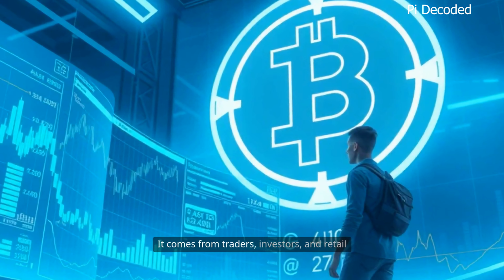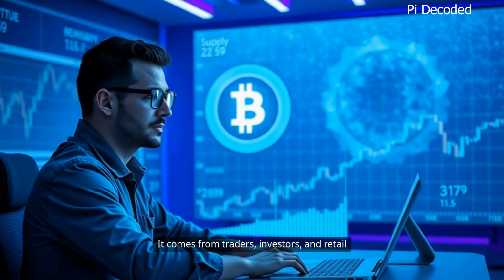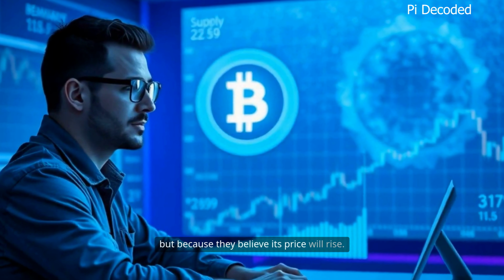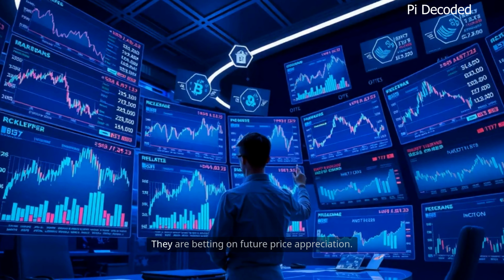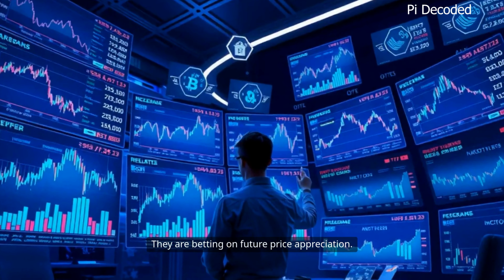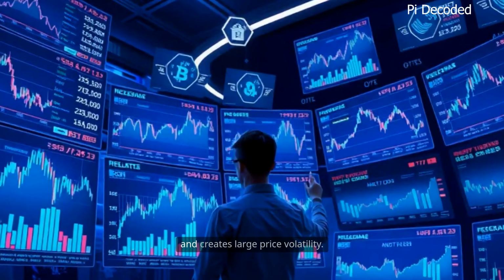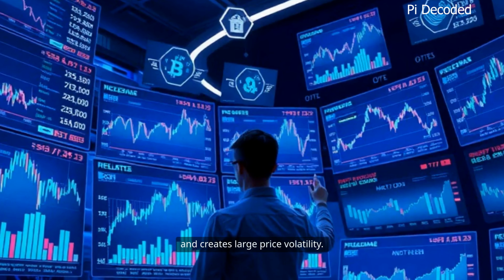It comes from traders, investors, and retail participants buying a coin not to use it, but because they believe its price will rise. They are betting on future price appreciation. This demand drives trading volume on exchanges and creates large price volatility.